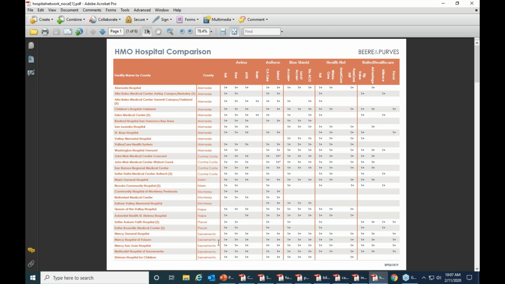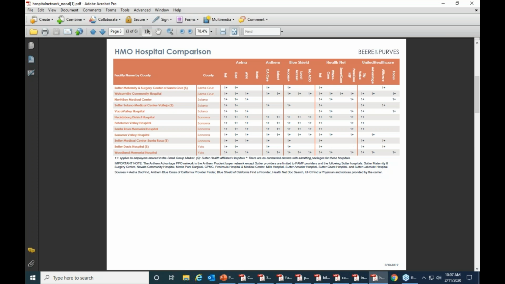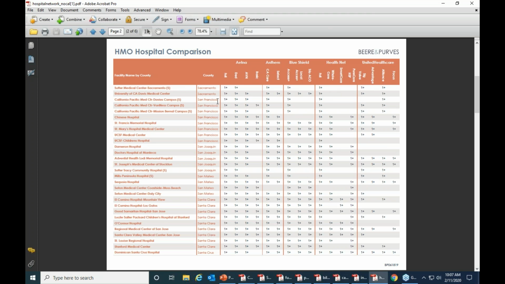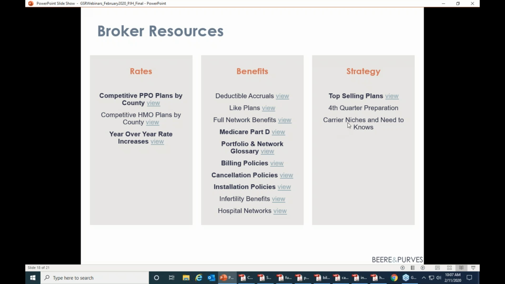And you can look at this and reference quickly whether it's going to make sense to put them into a narrower network if, in fact, they tell you specifically that their kid needs to go to UCSF. Okay, we want to make sure that we're not going to run into a problem. So if you have any questions on this, let us know, but this is another good resource tool for you.